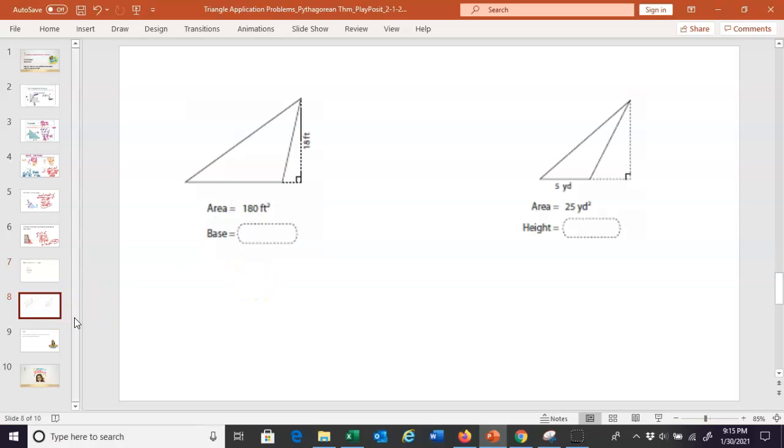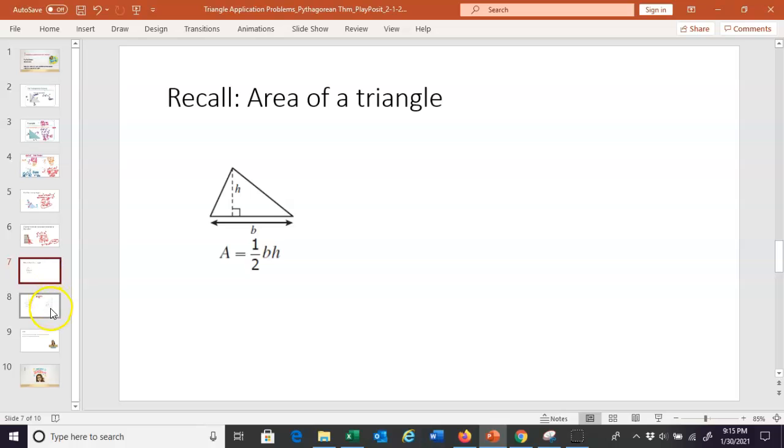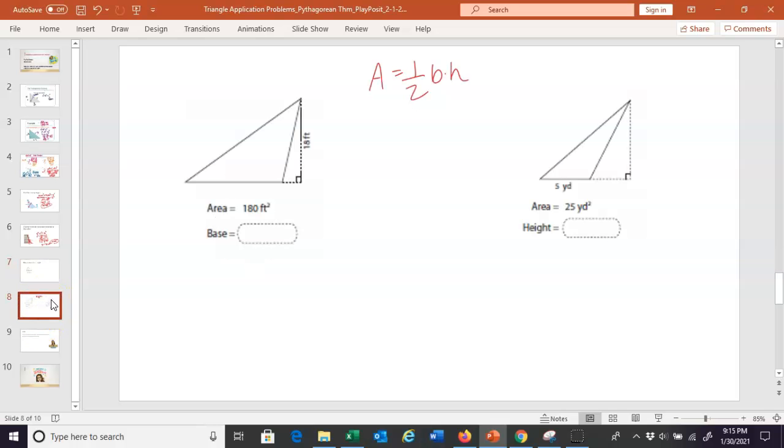So let's practice a little bit here. This one, they give you the area. So let's write our formula up here. Area is 1/2 base times height. I just copied it from here. See? So we know the height is 18 feet. This is h. We don't know the base. That's what it wants us to find. And we know the area. So we're going to plug in what we know. Area is 180. We don't know the base, and the height is 18.